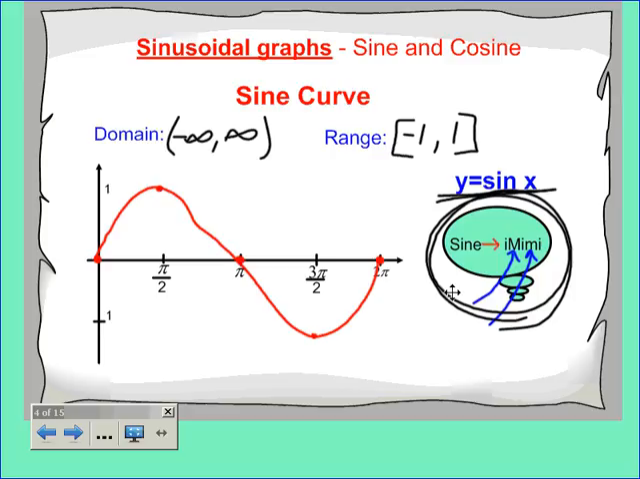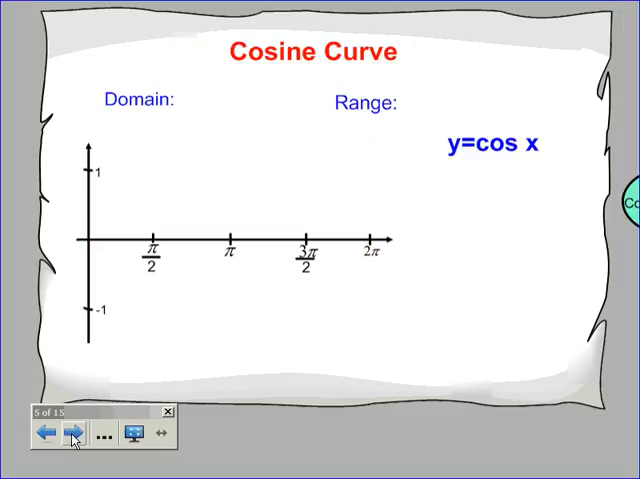Okay, so on this page you got domain and range. You got the word sinusoidal. If you ever hear that, you'll understand it. It's the shape of the sine curve. And then the mnemonic device to remember the shape of the sine is I, M, m. Next page, the cosine.